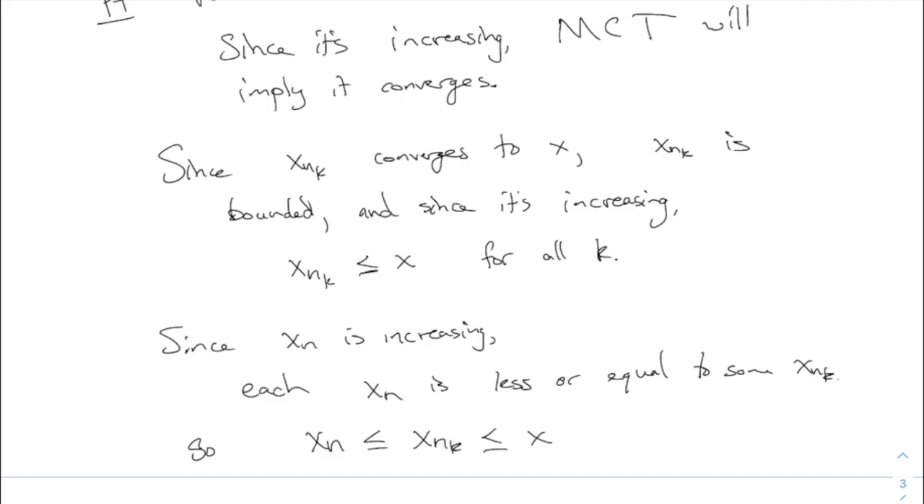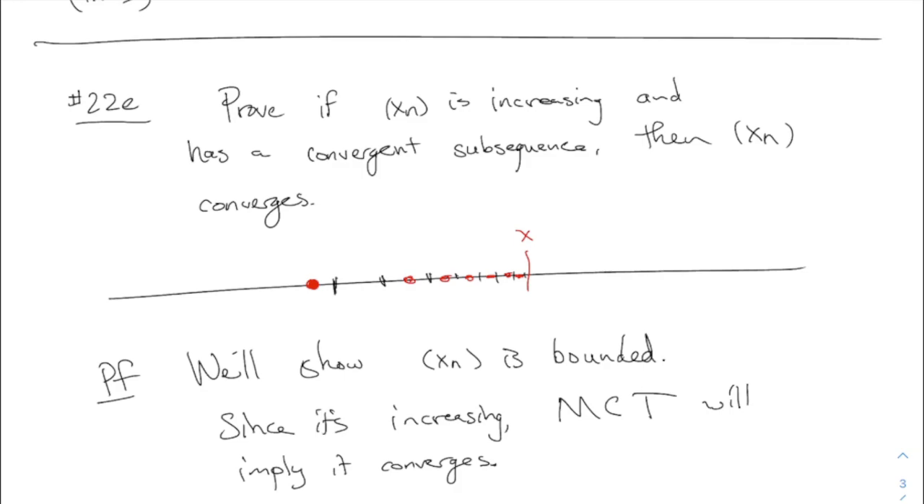Yes? So why can we assume that the whole sequence is less than it? Like, why do we know that every term is less than? Yeah, it's because we assume that Xn is increasing, so each value is less than the next one, and that means that if we're looking at one, this one cannot be bigger than all the other ones. There is an element of the subsequence which is greater than this one. I'm not sure I'm answering your question, but as you go deeper and deeper into the sequence, it just gets bigger every time.